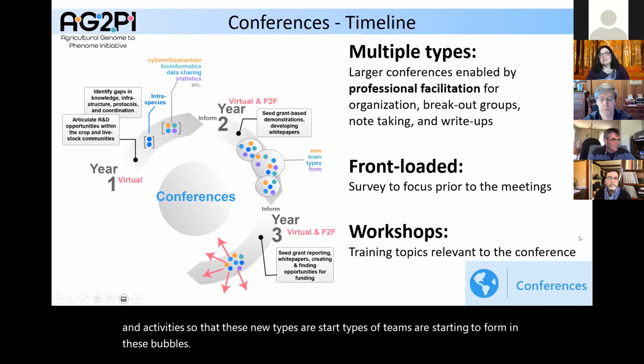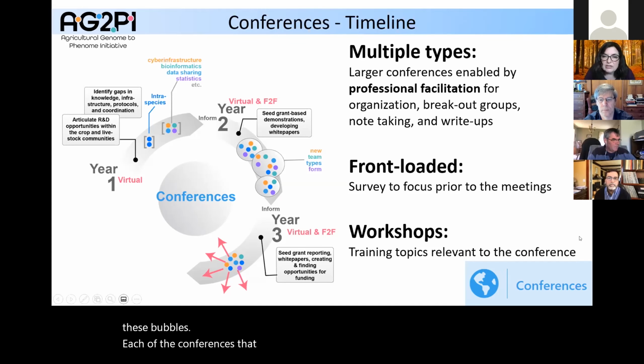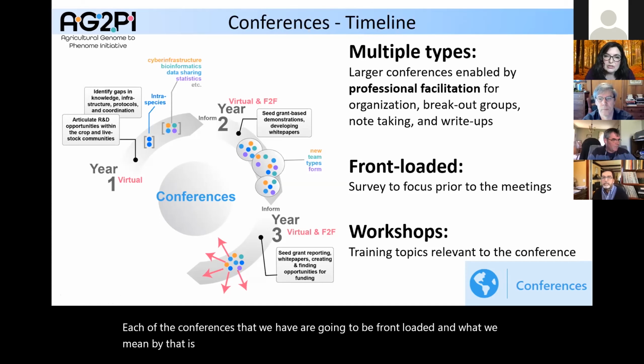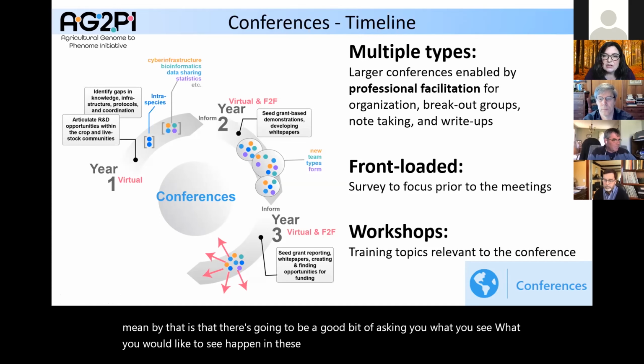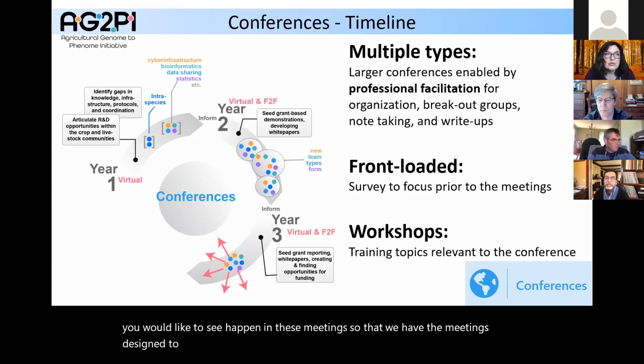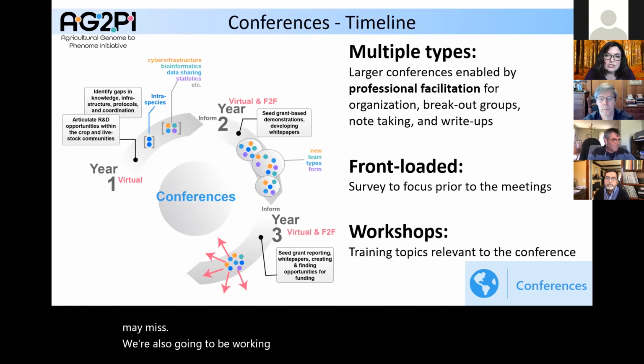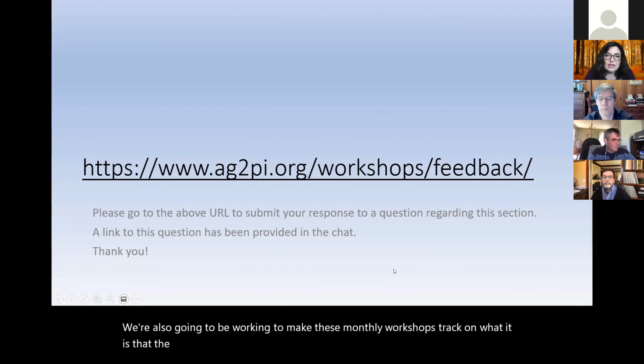Each of the conferences that we have are going to be front-loaded. And what we mean by that is that there's going to be a good bit of asking you what you see, what you would like to see happen in these meetings, so that we have the meetings designed to address the needs that the community sees, that individuals see that we may miss. We're also going to be working to make these monthly workshops track on what it is that the larger conferences look like.